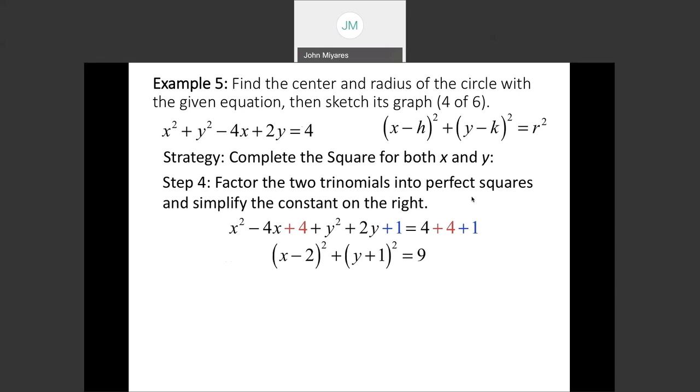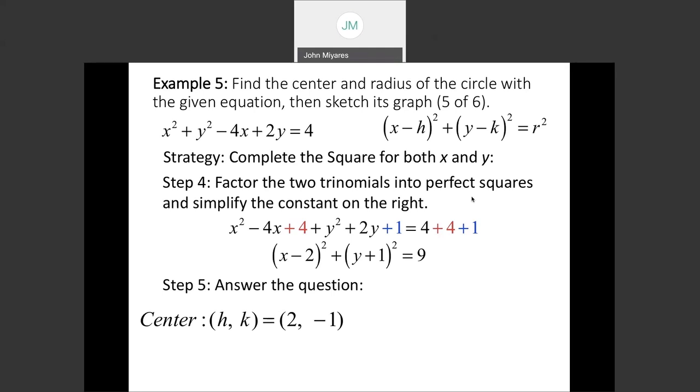So now we have our equation in standard form. x minus 2 quantity squared plus y plus 1 quantity squared equals 9. Now we're ready to answer the original question, which was to find the center and radius of the circle and sketch the graph. Now that it's in standard form, we can readily identify the center point as 2, -1, and the radius as the square root of 9, which is 3.